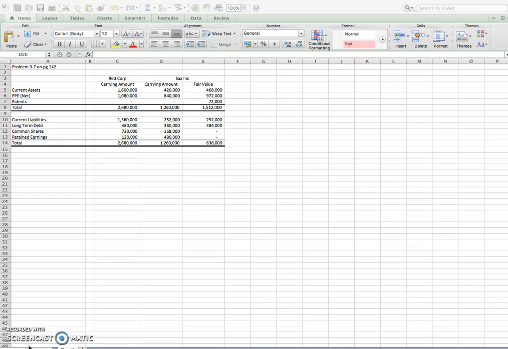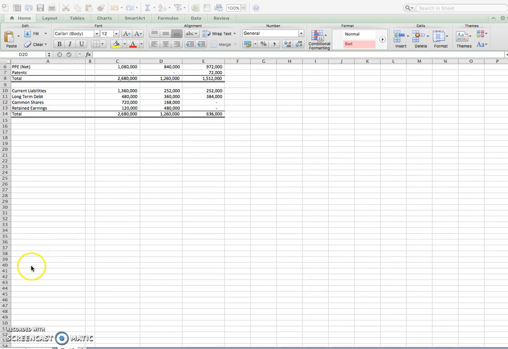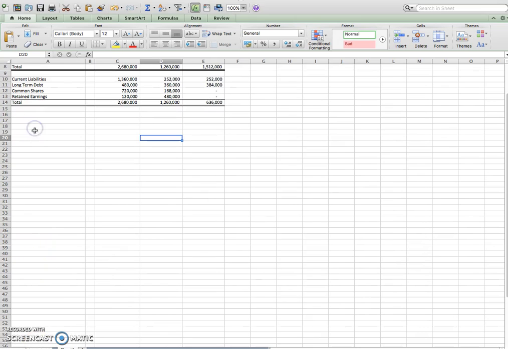And then part 2 is to prepare a consolidated balance sheet of Red as at August 1st, Year 3. So try not to get overwhelmed by the amount of information thrown at you right off the get-go. Let's take it step by step. So first thing we want to look at is, hey, let's record that initial investment. So we have our journal entries.